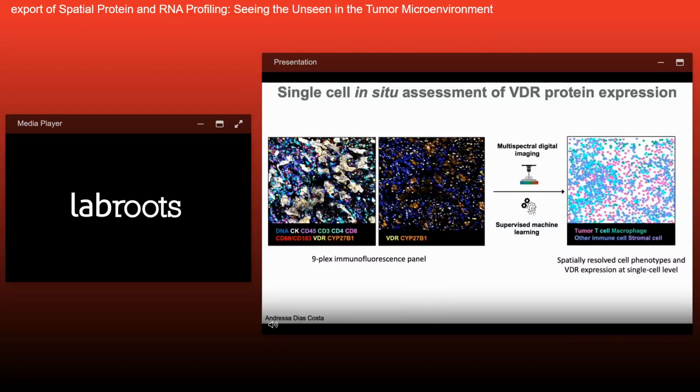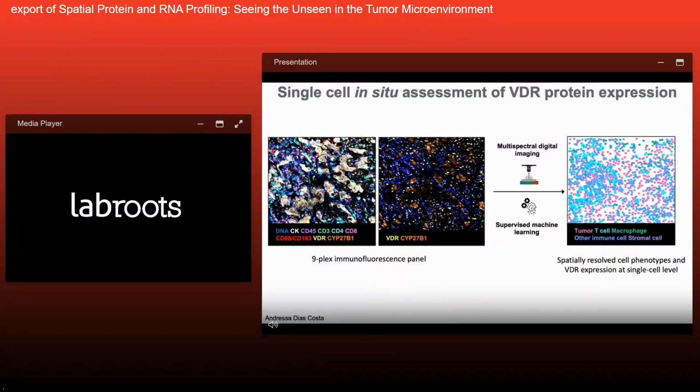One of the first questions that we wanted to answer for tissue from this trial is whether the vitamin D receptor is actually expressed and which cells are expressing it. We used a multiplex immunofluorescence assay to do this, looking at VDR expression and CYP27B1, which is one of the major enzymes in the activation cascade for vitamin D signaling, and also using a panel of lineage markers that were able to determine whether the vitamin D receptor was expressed within tumor cells, within stromal cells, or within several immune cell populations. And as usual, we analyzed these data using multispectral digital imaging and supervised machine learning, and then we're able to generate plots like the one shown on the right here.